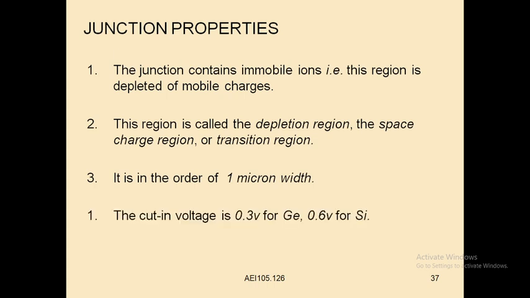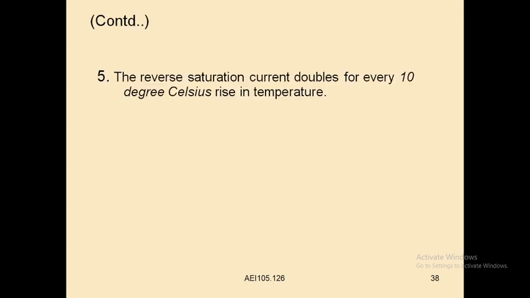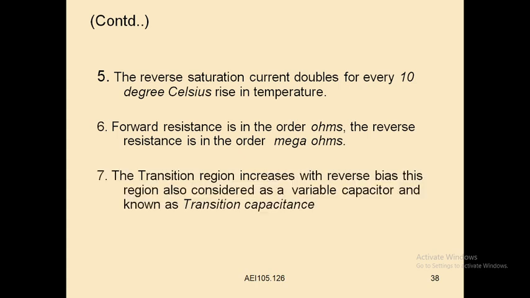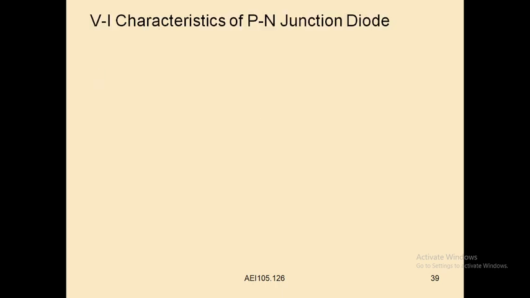The cut-in voltage of the diode is 0.3 volts for germanium and 0.6 volts for silicon. Here, the reverse saturation current doubles for every 10 degrees rise in temperature. Forward resistance is of the order of ohms, and the reverse resistance is of the order of mega ohms. The transition region increases with the reverse bias. This region is also considered a variable capacitor and is known as transition capacitance.